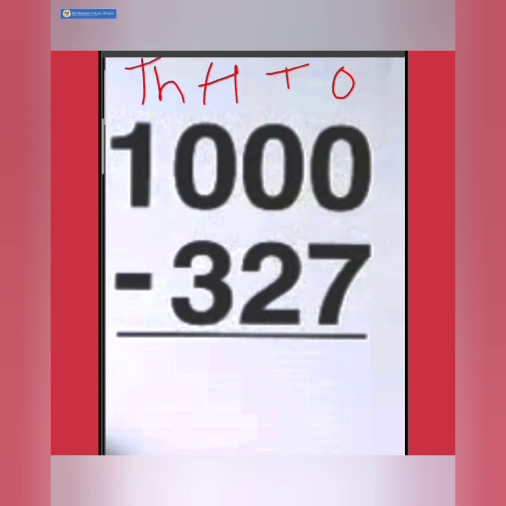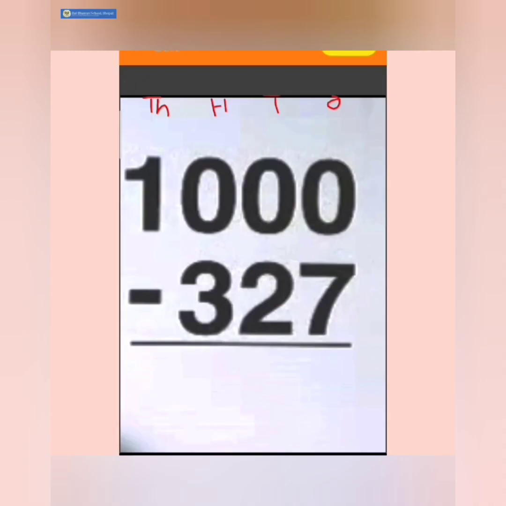Yes, we are going to start borrowing from the thousands column here, which is 1. Let us see how. Now let us start borrowing from the thousands place.